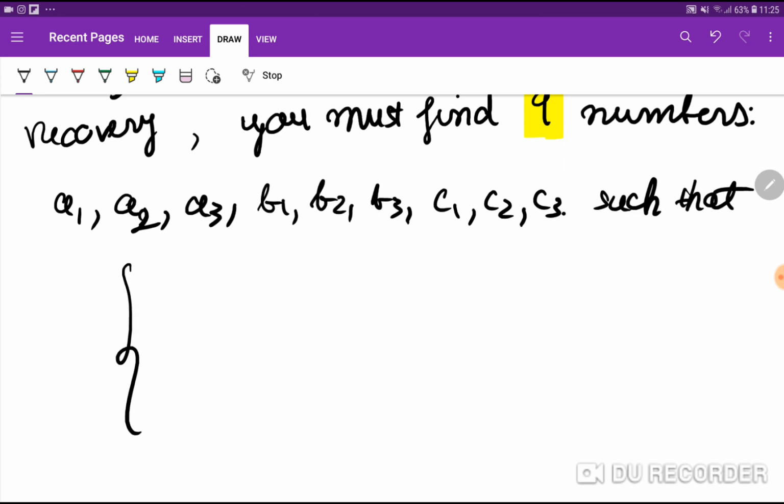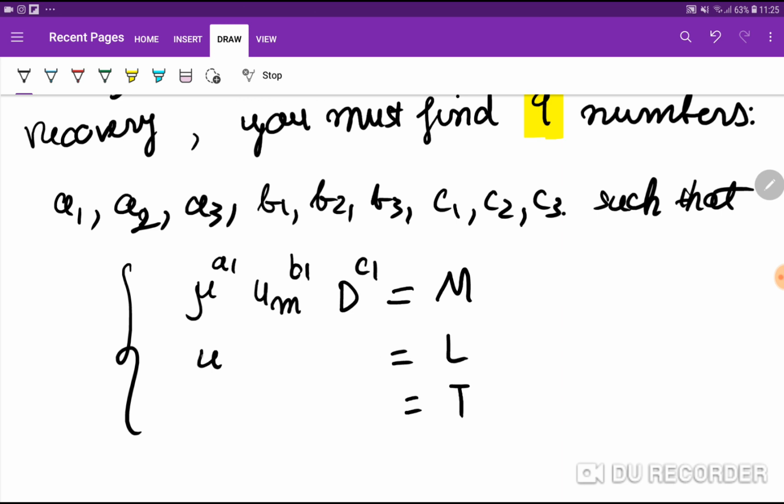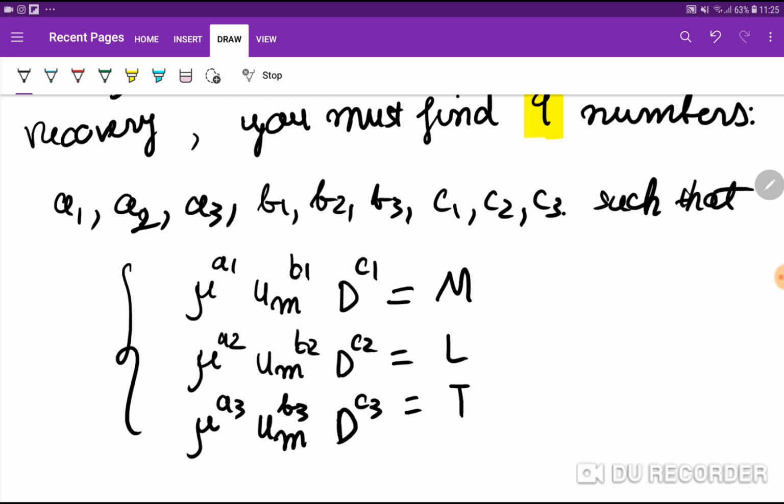okay, mu to the power of A1 times UM to the power of B1 times D to the power of C1 equals M, in terms of units. Similarly, you can also recover L and T as well. So mu to the power A2 times UM to the power B2 times D to the power C2 equals L. Mu to the power of A3 times UM to the power B3 times D to the power C3 equals T.